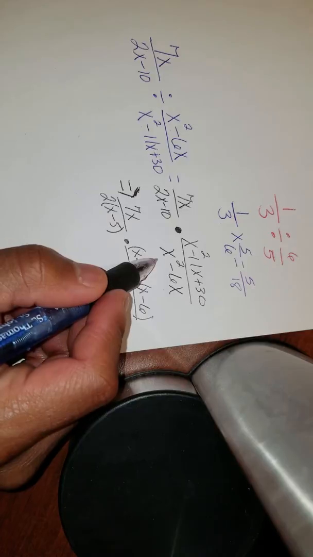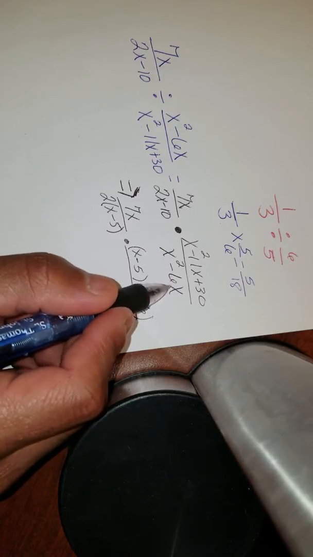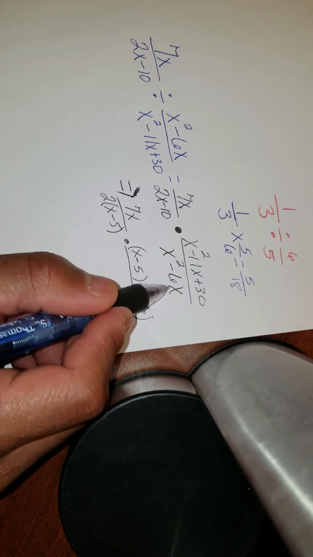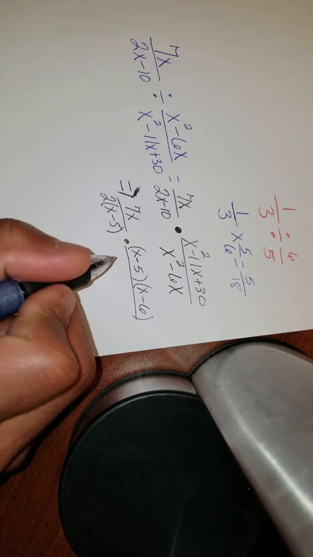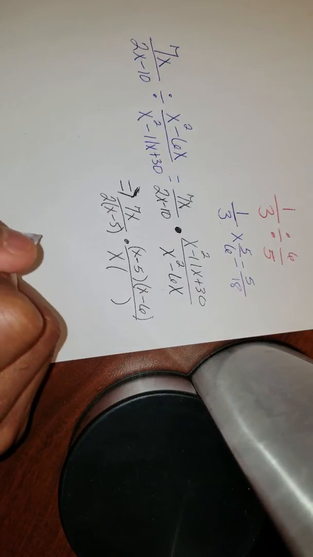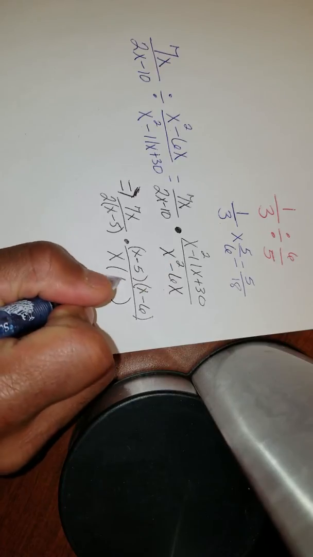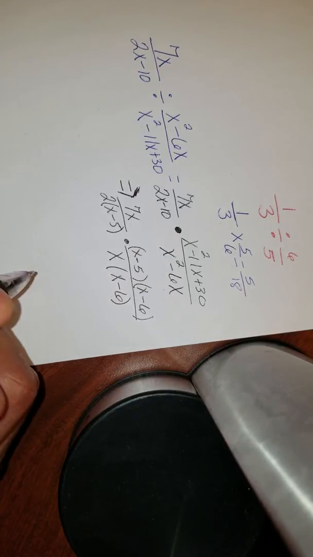Here I have a binomial. In this binomial, notice I have an x that is a common factor for them both. So I'm going to factor out an x. When I factor out an x, I'm going to put what remains. In this case, I have x minus 6.